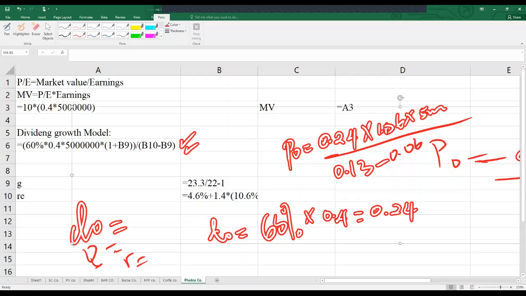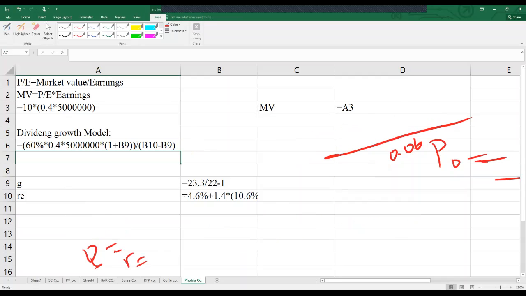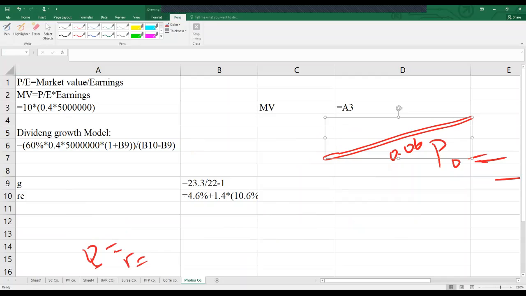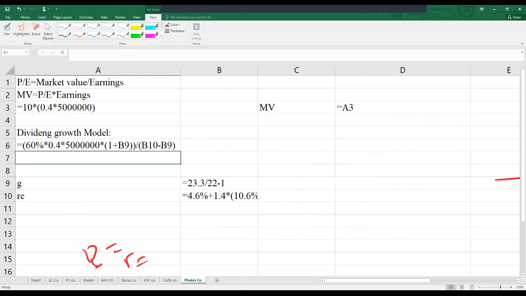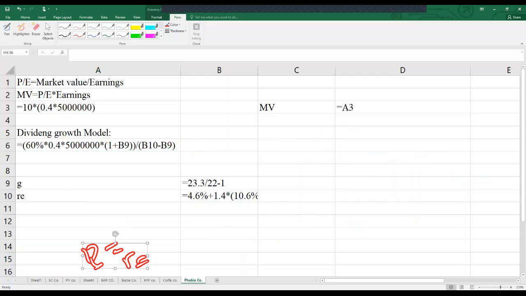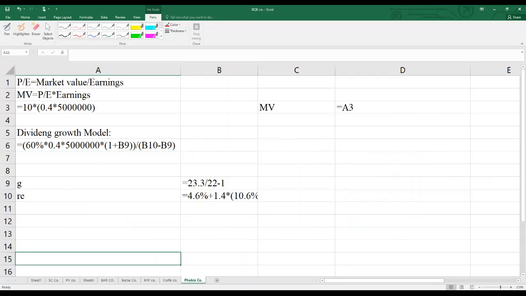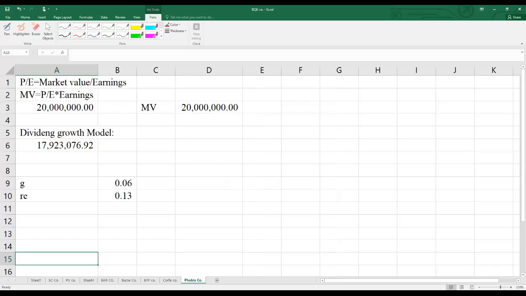Clear? Sanya, is it okay? Yeah, so why are we multiplying by 5 million over there? Because we want to get the total. You don't want per share. You want the total company value using the model. Oh, okay, it's clear. If you're being asked to get per share, then you don't need to multiply by 5 million, but only for the total market value.